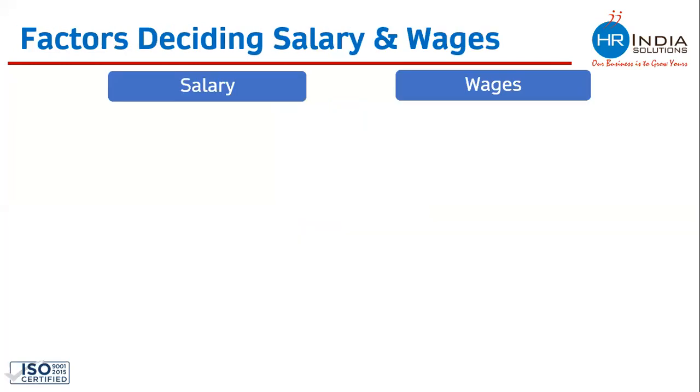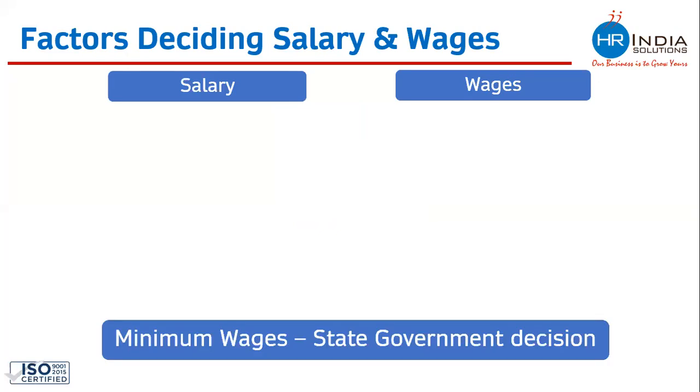So wages which are paid to workers are normally decided by the state government, which is called minimum wages. Every state in India has decided minimum wages for their state workers. Maharashtra government has decided minimum wages for Maharashtra state. You cannot pay less than that minimum wages in Maharashtra. Similarly, Haryana government has decided minimum wages for their state, and Karnataka government has also decided minimum wages for their state. Every state has decided minimum wages for their state workers.